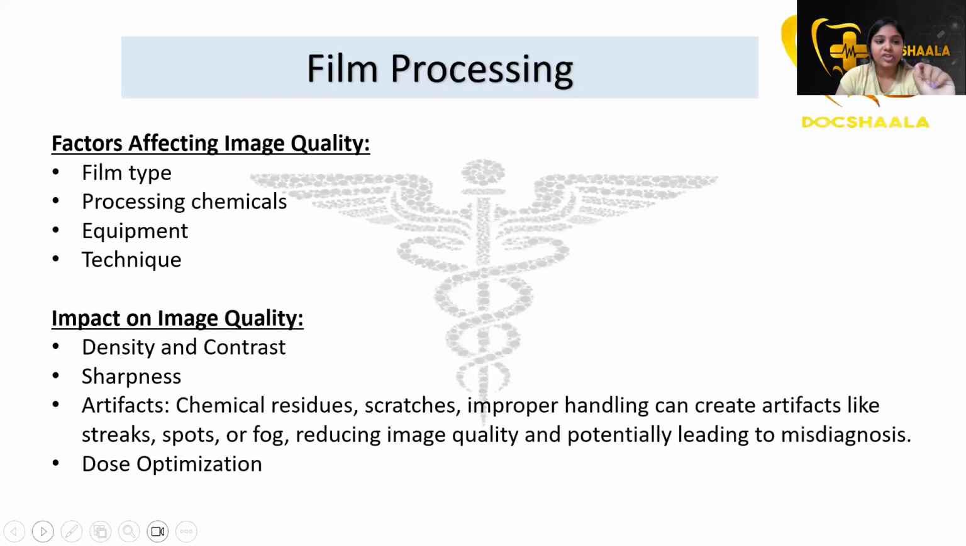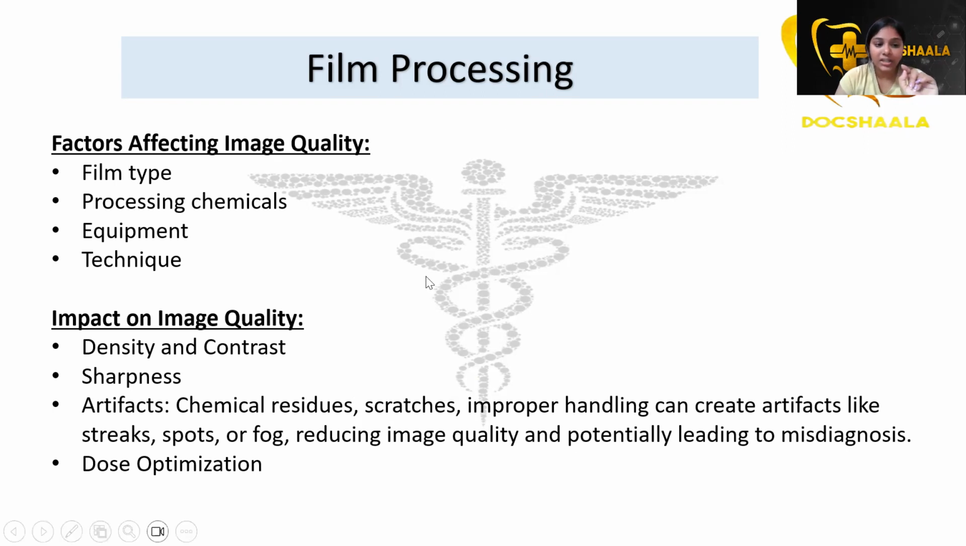Then which factors affect the image quality? Number one, film type. Number two, processing chemicals. The chemicals should not be very old. The chemicals should be changed and should be contamination free. Okay. And the equipment we use and the technique we use. These four are the main factors which affect the image quality.